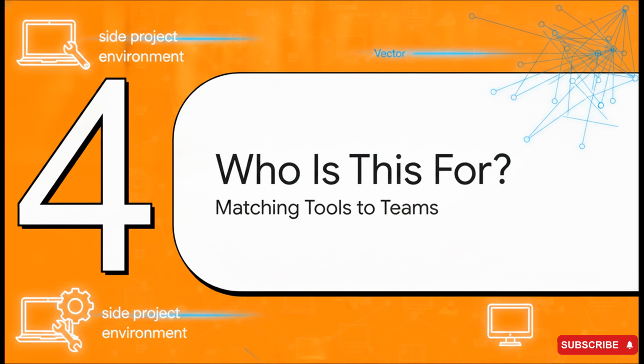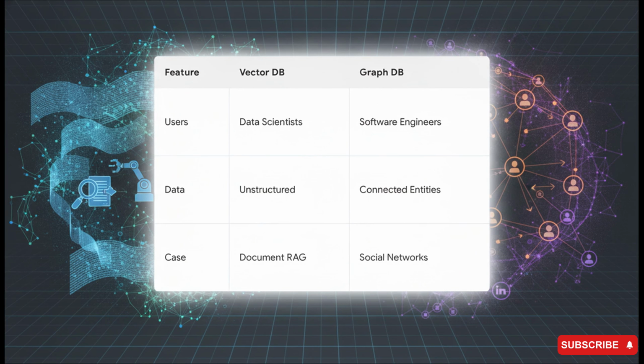All right, Section 4, who is this built for? Matching tools to teams. So who actually uses these? Generally, the divide looks a bit like this. The vector DB side is mostly data scientists building RAG systems, or retrieval augmented generation systems, to parse huge amounts of unstructured text. Think massive employee handbooks. On the flip side, GraphDBs are primarily for software engineers who need to map out explicitly connected user networks. We're talking the friend of a friend relationship webs that power platforms like LinkedIn, Uber, or eBay.